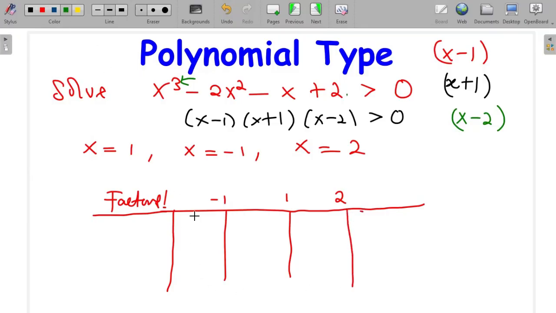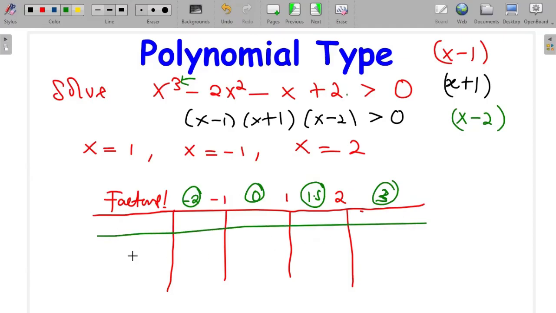Okay, so now I'm testing any number for this part here, any number that is less than minus 1. So there, I'm just going to test minus 2. Then any number between minus 1 and positive 1, I'm going to test 0. Any number between 1 and 2, I'm going to test 1.5. Any number after 2, I'm going to test 3. Okay, so now let's write the factors that we have here because we have 3 of them.